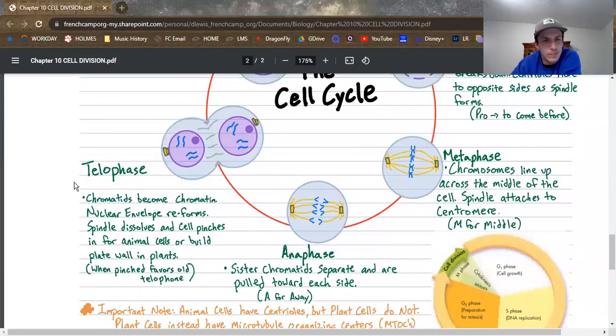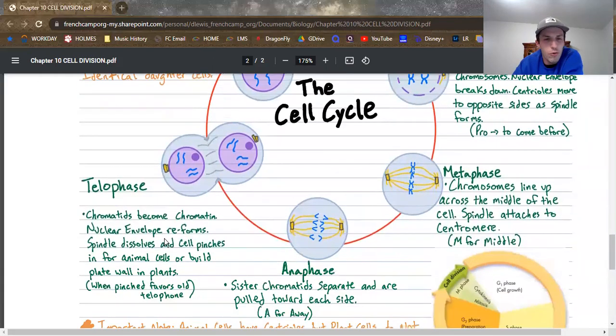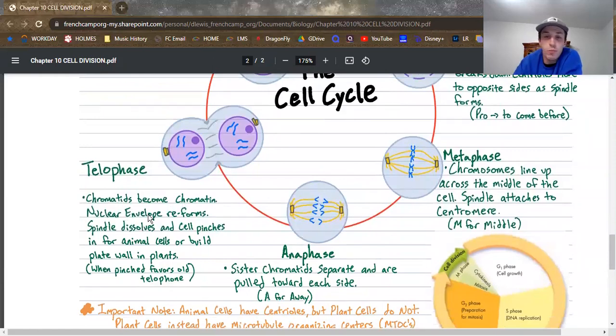The last stage here is telophase. The chromatids will become chromatin and the nuclear envelope reforms. So the chromatids unwind and become back in their chromatin state. See, same as they were in the beginning. Once the chromatids become chromatin, the nuclear envelope begins to reform around the material. Your nucleolus reforms. The spindle dissolves, and our centrioles are on the opposite sides with no spindle coming out of them. And the cell will begin to pinch in for animal cells or build a cell plate in plants.